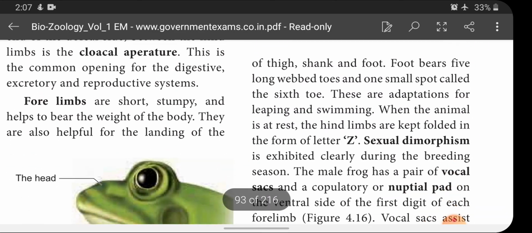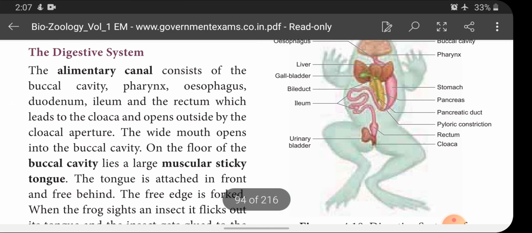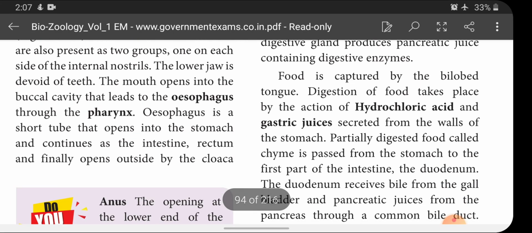And this is today's homework. And another question for you: digestive system. Explain the digestive system of frog. So, the difference between frog and toad, and explain the digestive system of frog. These are the 2 questions you will get as homework. Complete and send it to me.